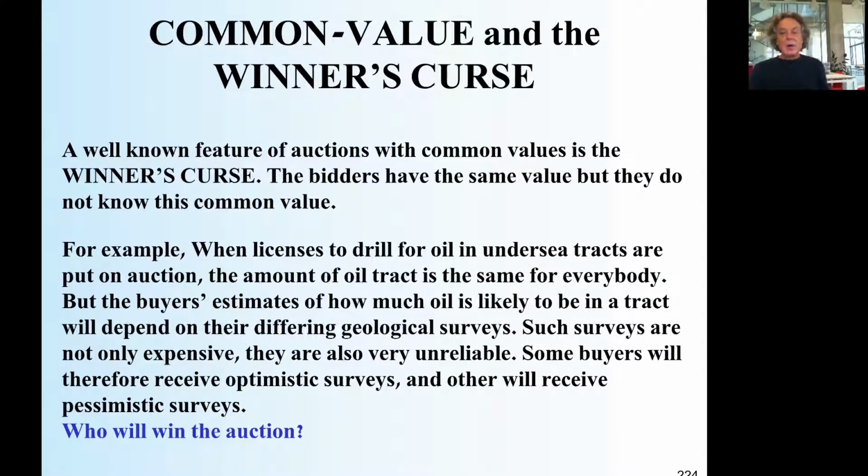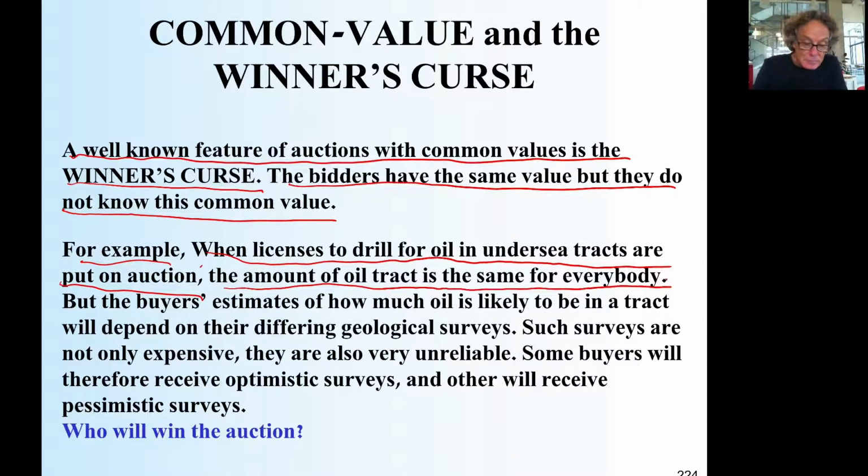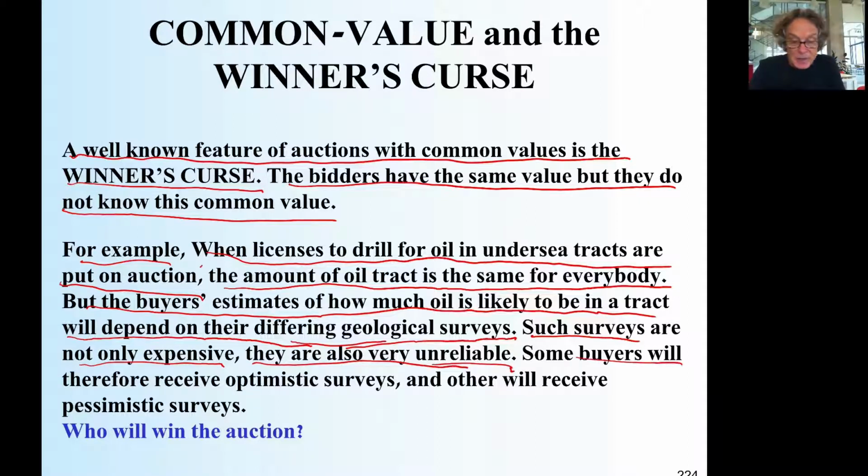Okay. I want to talk now about common value and the winner's curse. A well-known feature, we mentioned it several times, of auctions with common values is the winner's curse. The bidders have the same value, but they do not know this common value. For example, when licenses to drill for oil in an undersea tract are put on auction, the amount of oil in the tract is the same for every bidder. But the buyers' estimates of how much oil is likely to be in a tract will depend on their differing geological surveys. Such surveys are not only expensive, they are also very unreliable. Some buyers will therefore receive optimistic surveys and others will receive pessimistic surveys.